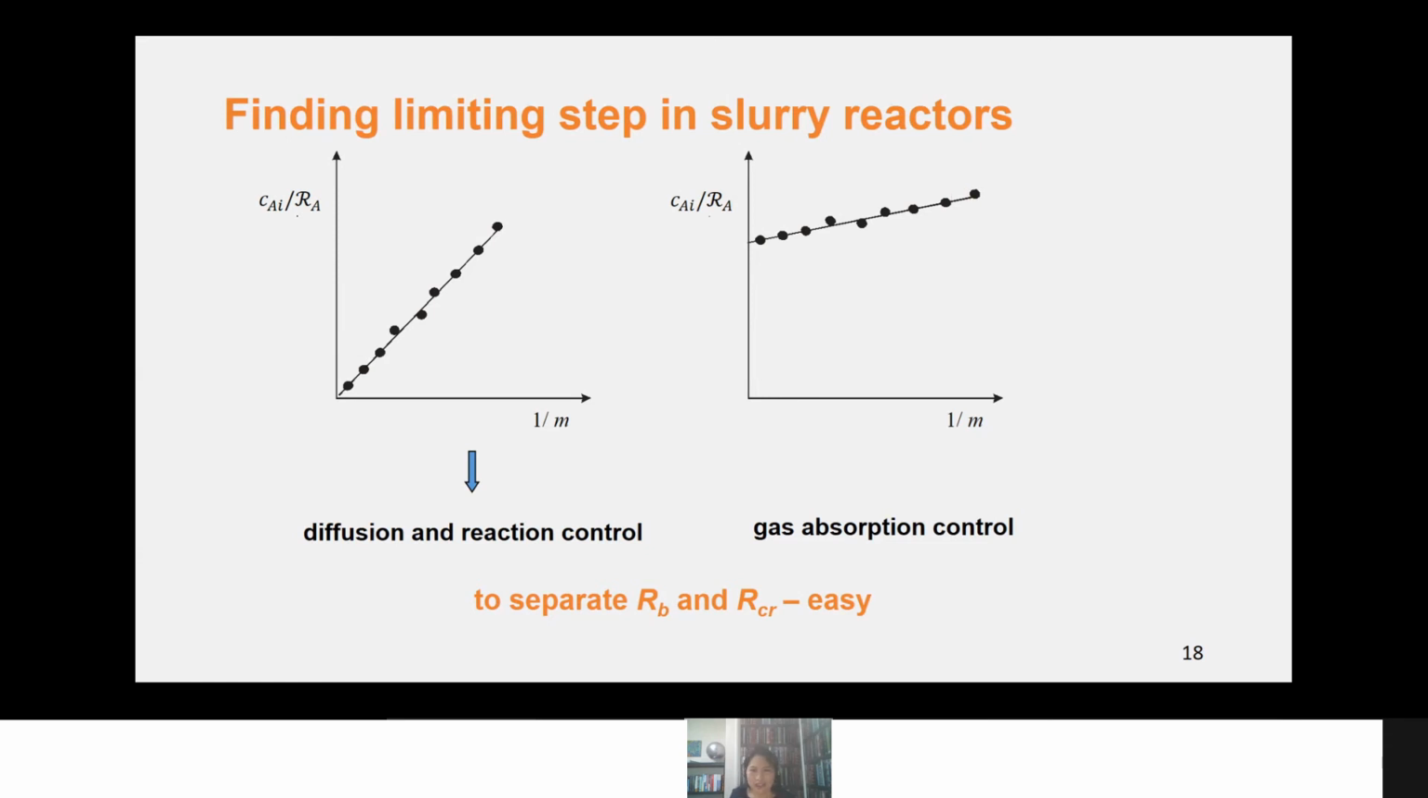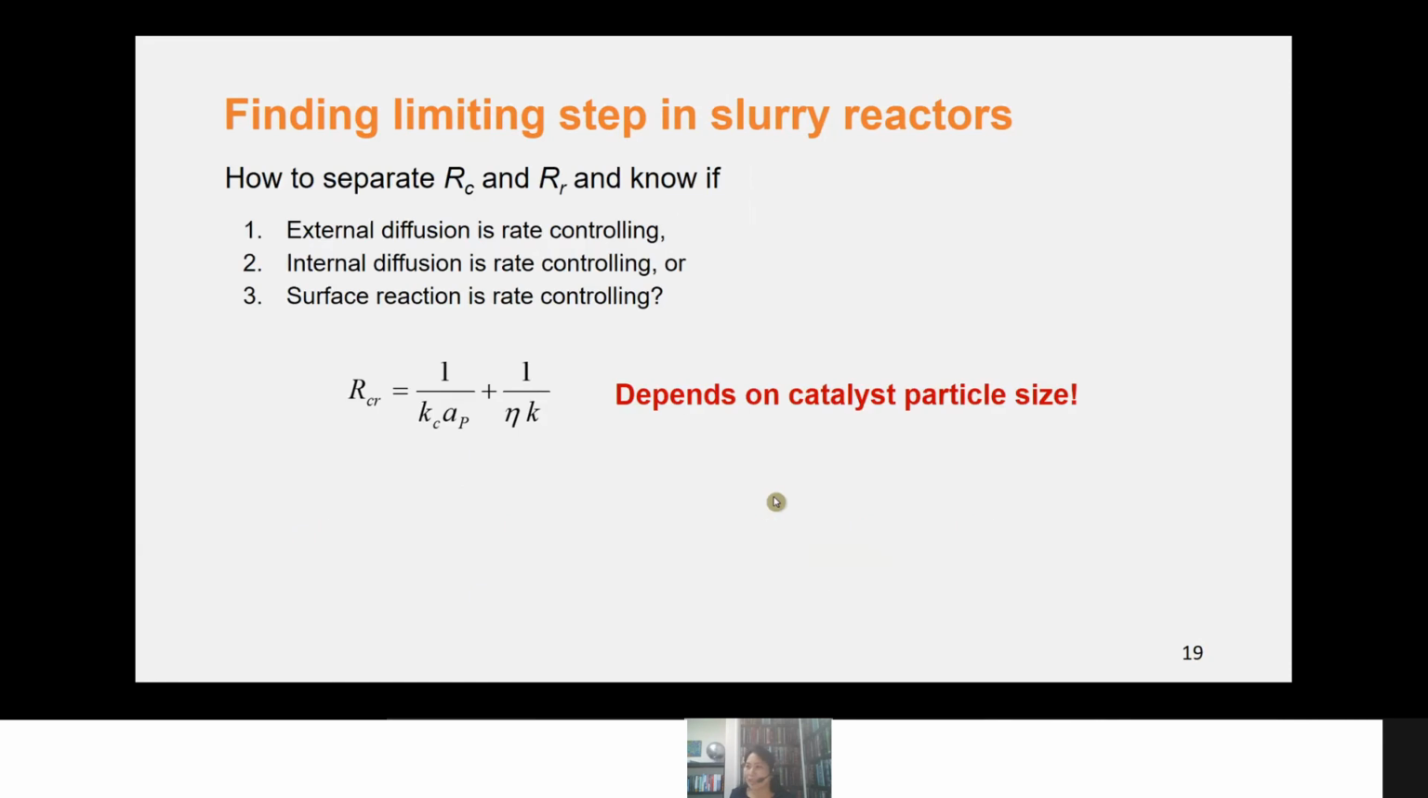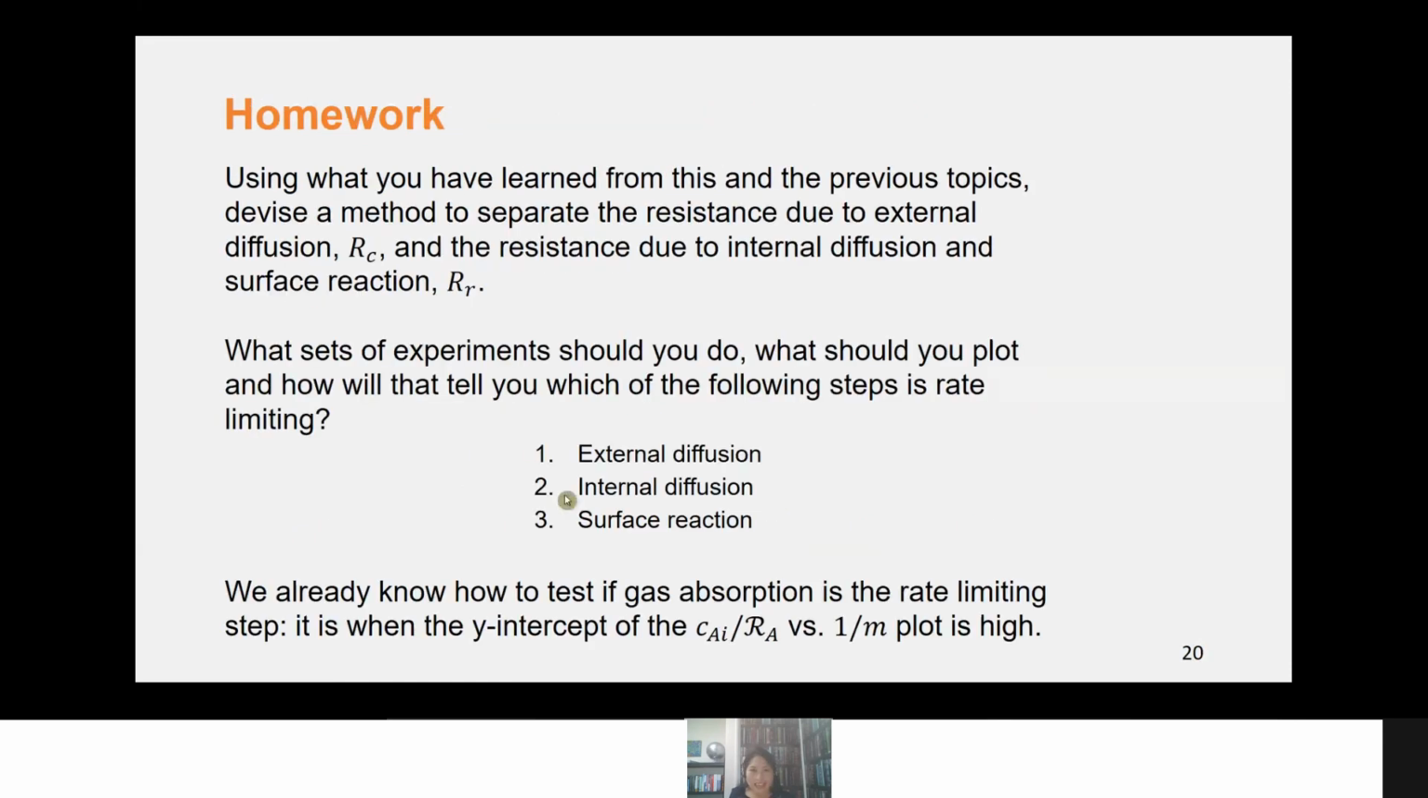Okay, do you have any questions about the video lecture? Okay, excellent. So I wanted you to think about how we can separate out RCR. Yeah, so I gave you a homework. We wanted to separate out RCR into its various components: external diffusion, internal diffusion, and surface reaction.